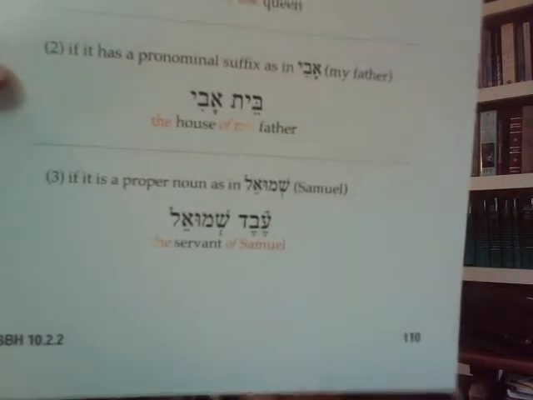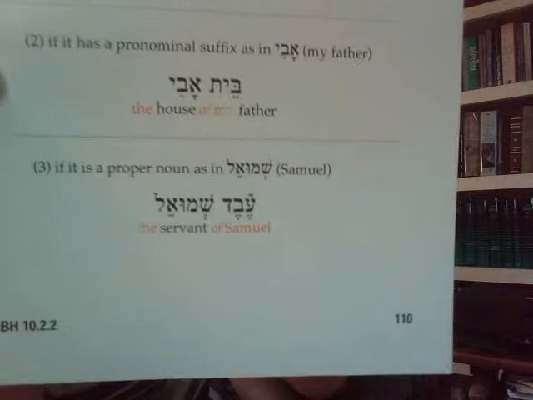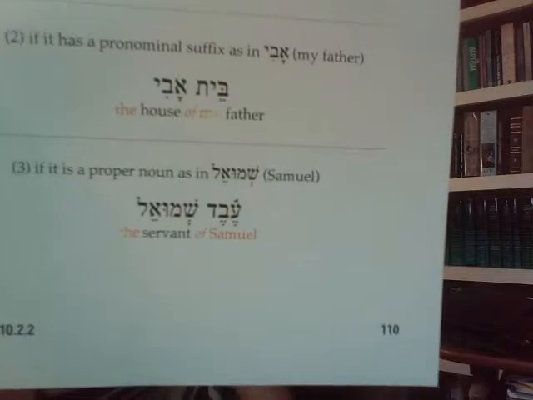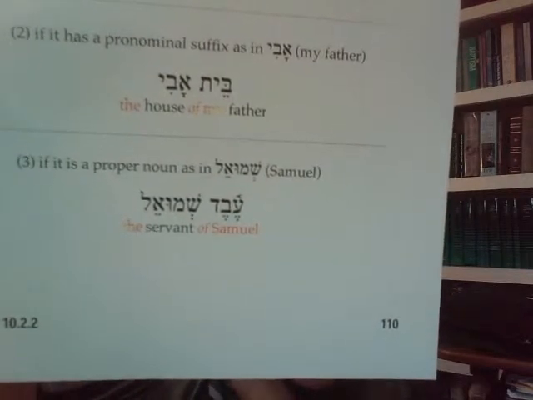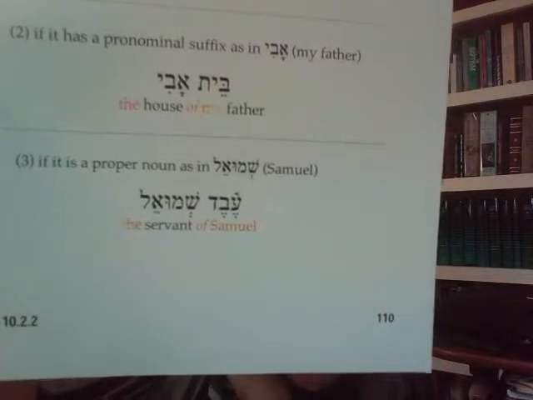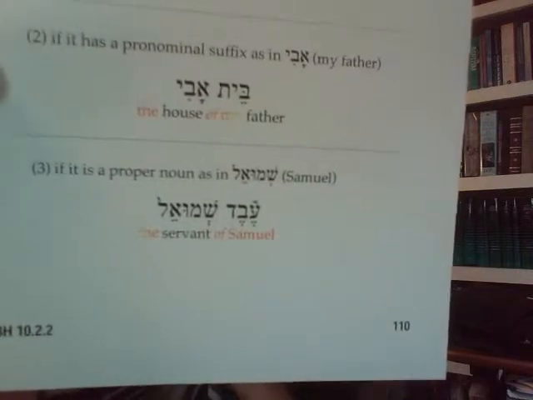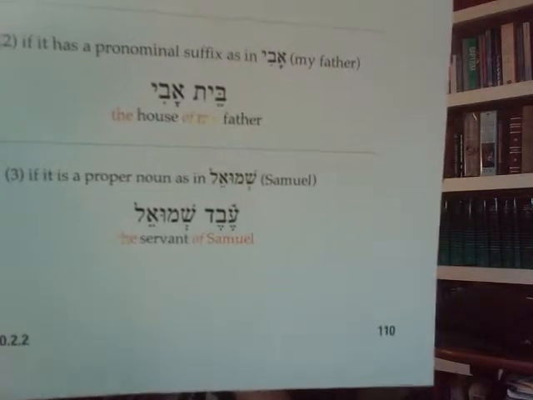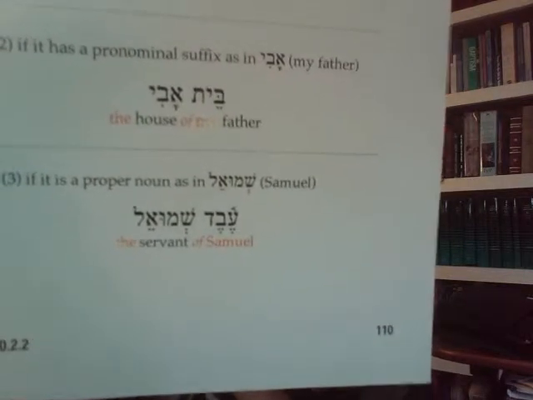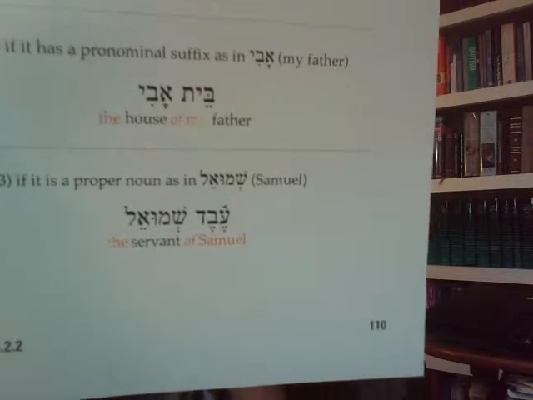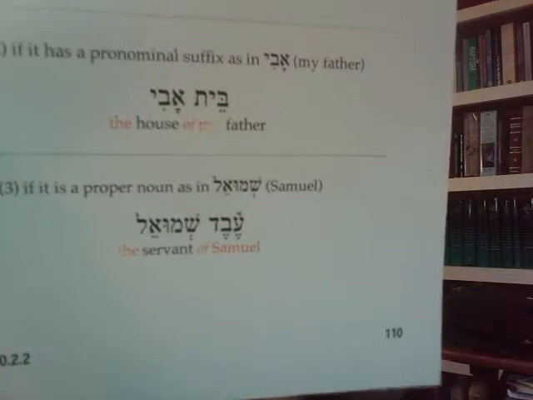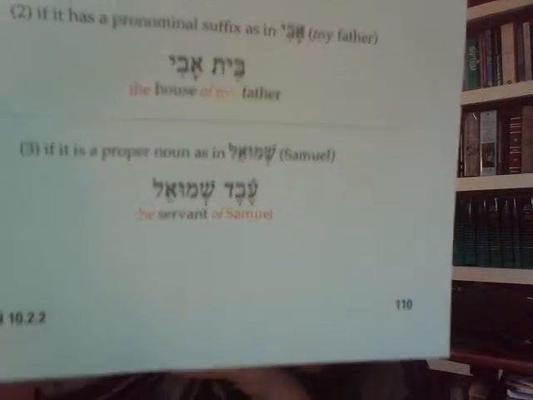Also, it's going to be definite if it has a pronominal suffix, as in Beth Abba, the house of my father. So you see the pronominal suffix there, my father, and so that's going to create the definite article, and you're going to translate it not as house my father, but the house of my father, because if the pronominal suffix is attached to the anchor or the absolute noun, then it's also going to include a definite article.